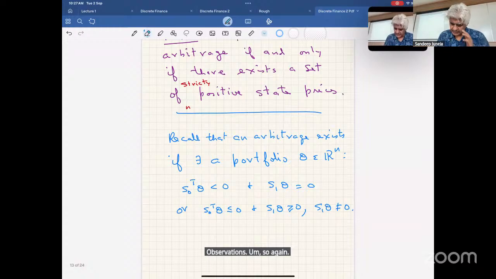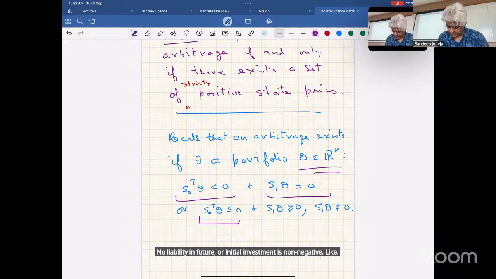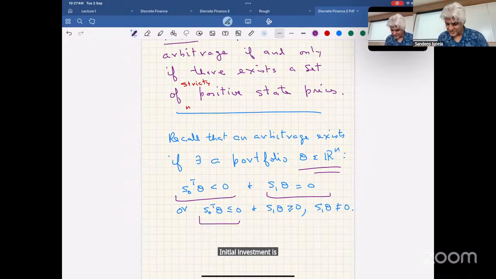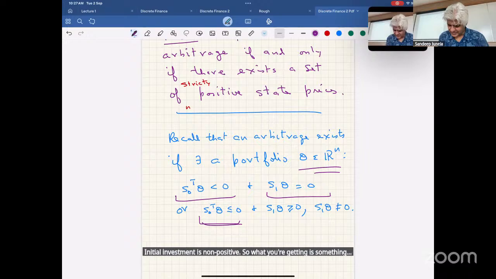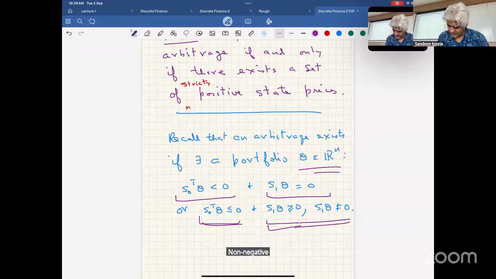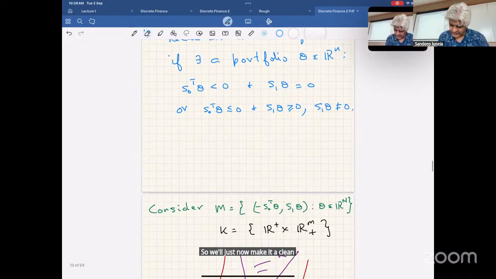So again, recall that an arbitrage exists if there exists a portfolio theta such that the initial investment is non-positive, so what you're getting is something non-negative, and later on also you get something non-negative, with it being strictly positive with positive probability. So this is how we define arbitrage. We'll now make it a clean geometric result.